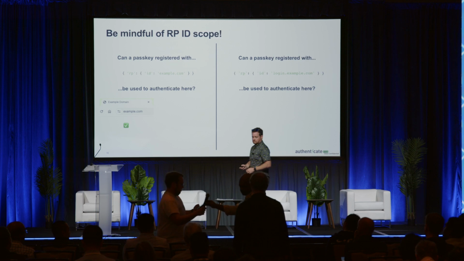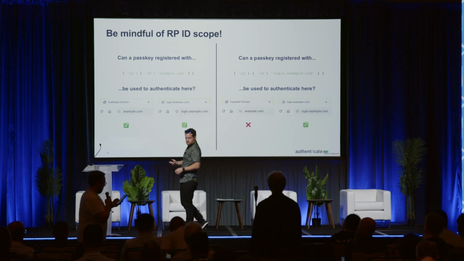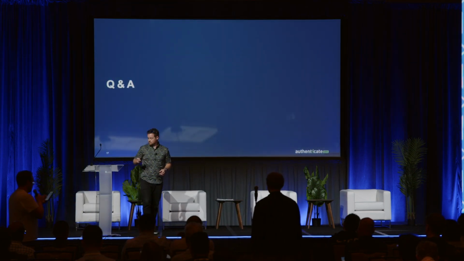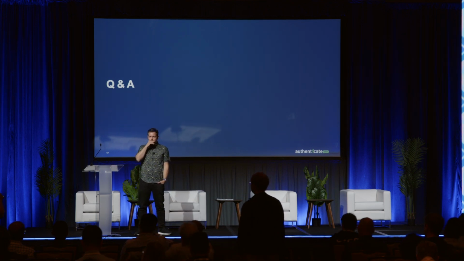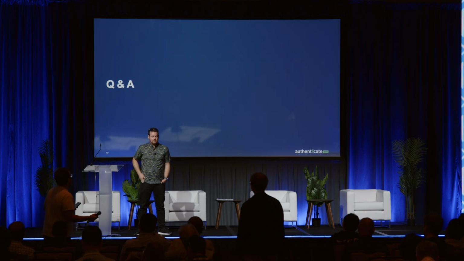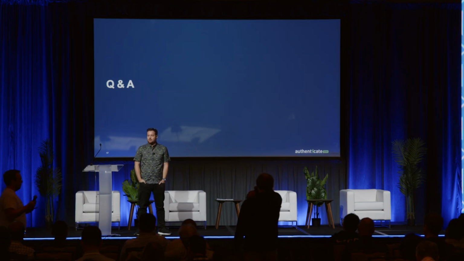Got it. Thank you. One more, online. This should be quick. On RPID scope, can a passkey registered at www.example.com be used on example.com and vice versa? Registered for www.example.com? No, that goes back to the earlier example where if it's scoped for login.example.com, it's not good for example.com. It doesn't matter that it's a subdomain.